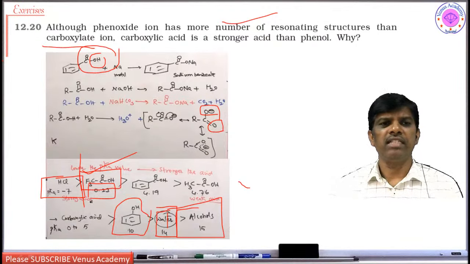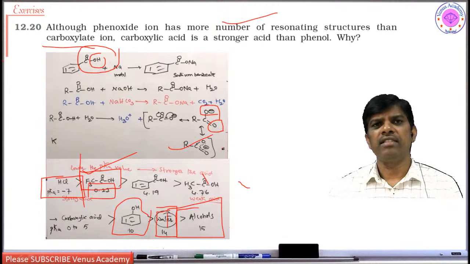So the question is, why is phenol a weaker acid than carboxylic acid? The answer is that the carboxylate ion is resonance stabilized by the oxygens. That is why the carboxylate ion is more stable than the phenoxide ion. So this is how you can write the answer.